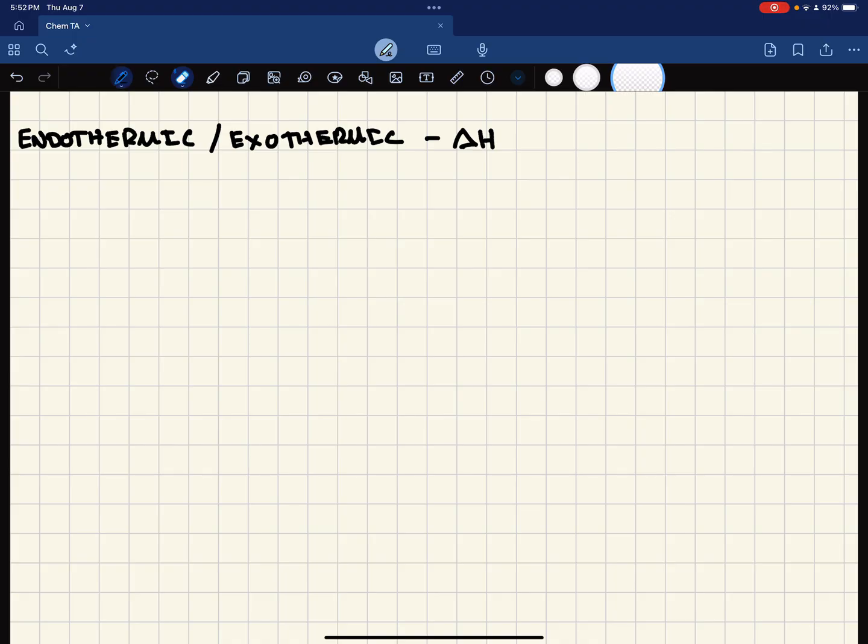Okay, so endothermic and exothermic reactions. We're looking at delta H. And H in this case, it's not temperature, it's our heat energy. Okay? Not the same thing as temperature. It's like the energy that is either absorbed in a reaction or the energy that is released.